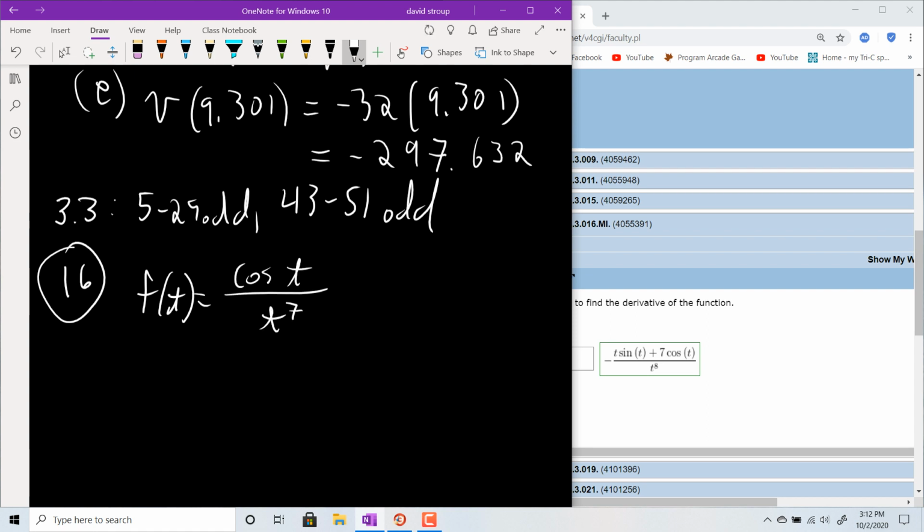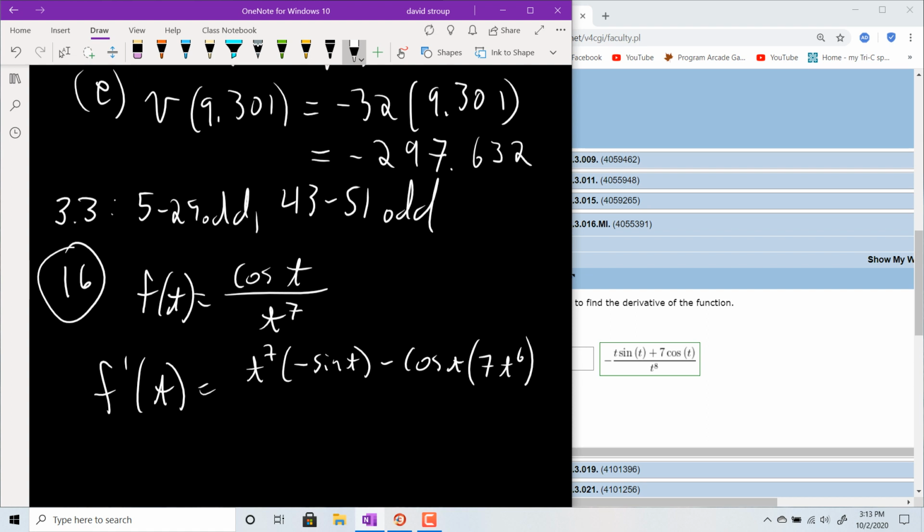Okay, this is a quotient rule. When you have a fraction like that, usually it's a quotient rule, unless you can reduce it, and of course in this case we can't. So f prime of t is going to be low d high minus high d low all over the low squared.